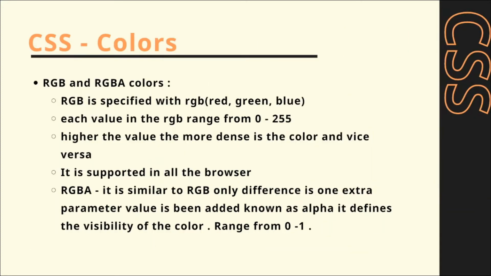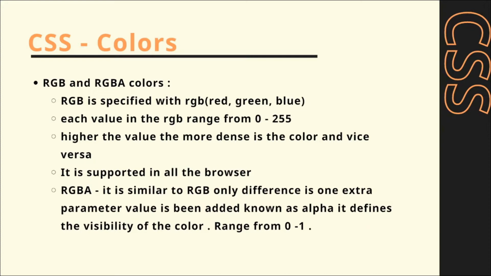In the next topic, we will go with one of the color systems, that is RGB and RGBA colors. RGB is specified with red, green, and blue. So what does this RGB do? It provides a value in the range of 0 to 255. The higher the value, the more dense is the color, and vice versa. For example, if I'm adding a value of 0 for red, the resultant color will have no red color inside it. It is supported in all the browsers.